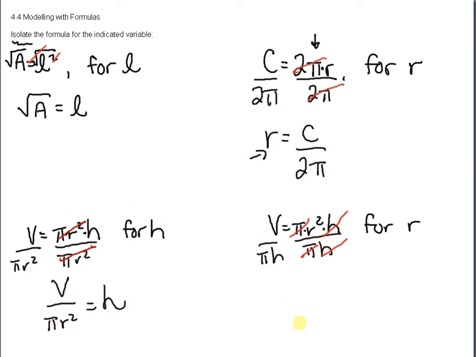Okay, so far we have V over pi h equals r squared. But now we actually have to get rid of that squared. So let's root both sides. So we have V over pi h, all rooted, equals r. Okay, so do you see how this equation and this equation do not look identical? It's because we isolated for a different variable.